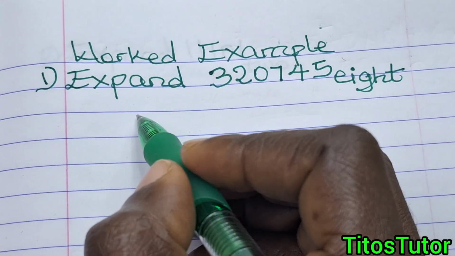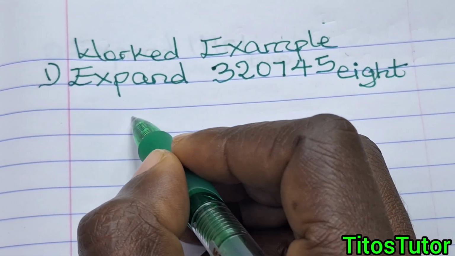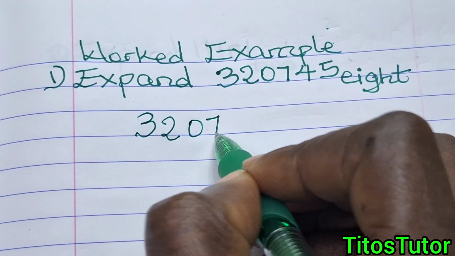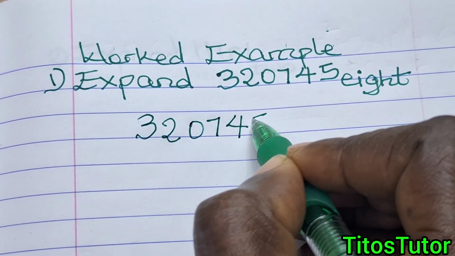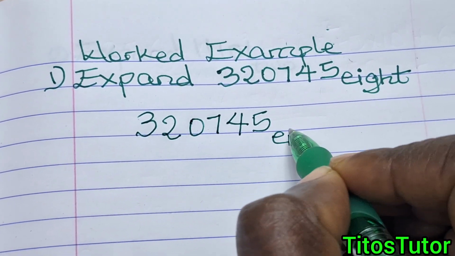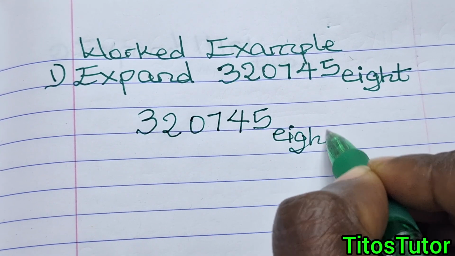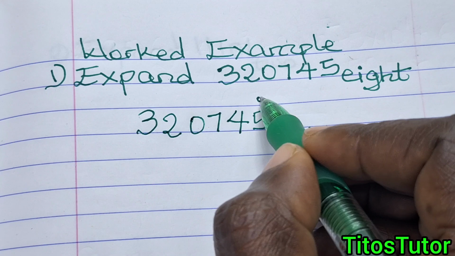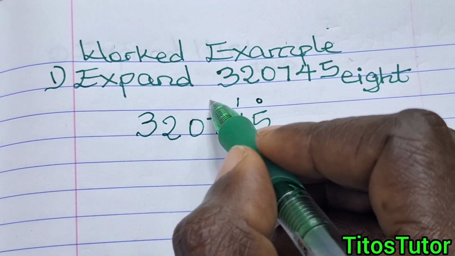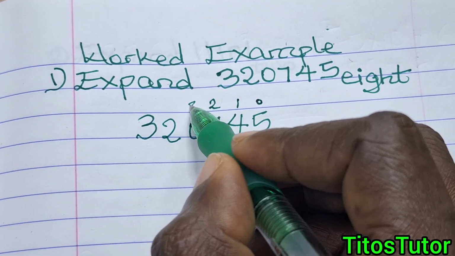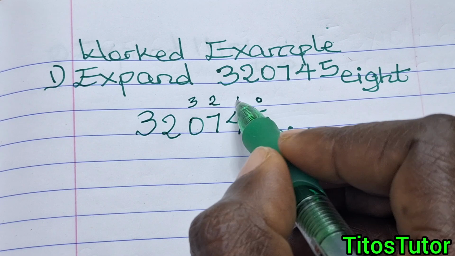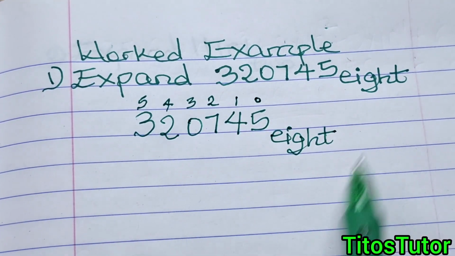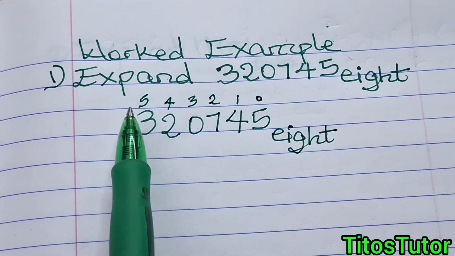Okay, so I'm going to expand this number. If I want to do that, see what I will do. I'll write 3, 2, 0, 7, 4, 5. It's in base 8. I want to expand. I'll write a tiny little 0. I keep counting to my left: 0, 1, 2, 3, 4, 5. So my first power of 8 will be 5.